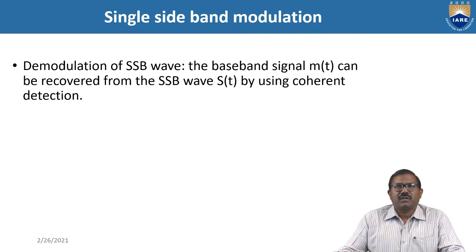Now, in the demodulation of SSB wave, the baseband signal m(t) can be recovered from the SSB wave s(t) by using coherent detection. Coherent means having the phase reference. That means the phase synchronization is maintained between the transmitter and receiver, by using the same local oscillator frequency at both the transmitting and receiving sections. Otherwise, phase errors are generated. That's why this phase reference is very important in the demodulation of SSB waves.